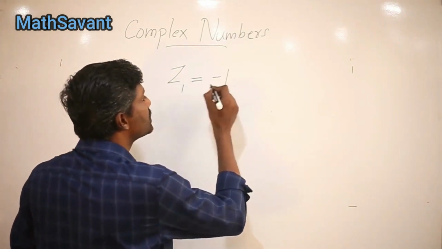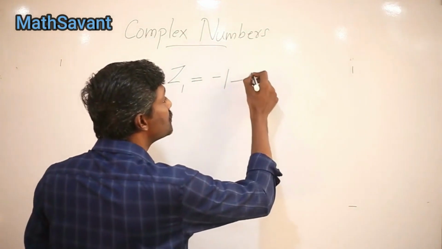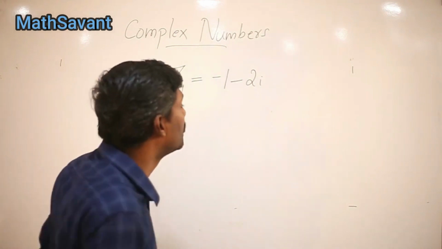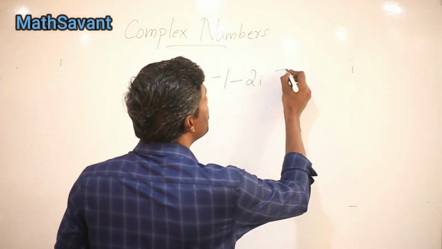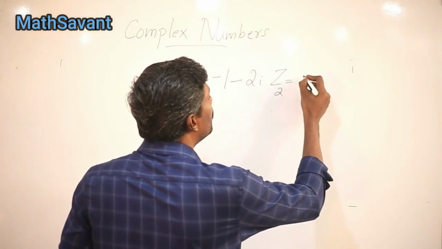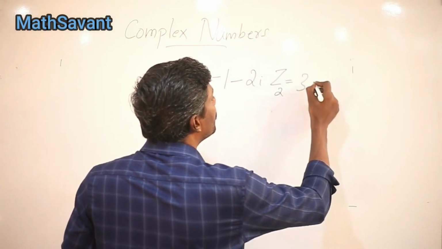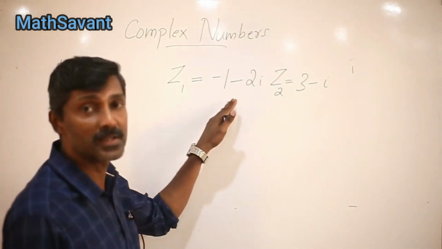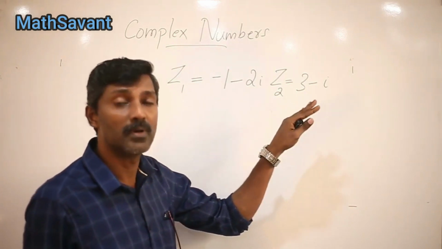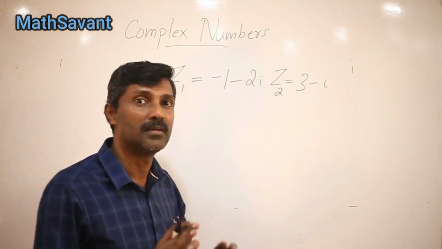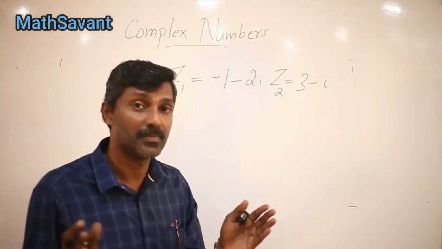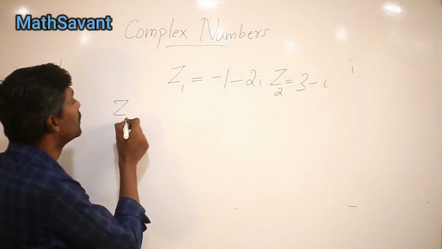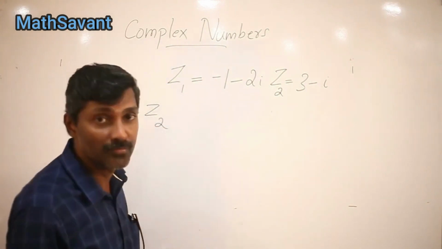z1 is, say, minus 1 minus 2i. So I have made both the real part and the imaginary part negative. And suppose we have the second number, say z2 is equal to, I would say, 3 minus i. Right? So we have the two numbers, z1, minus 1 minus 2i, and the second number, z2, is 3 minus i, and we are supposed to find out the difference of these two numbers. How do we subtract two complex numbers? We have to find z1 minus z2.